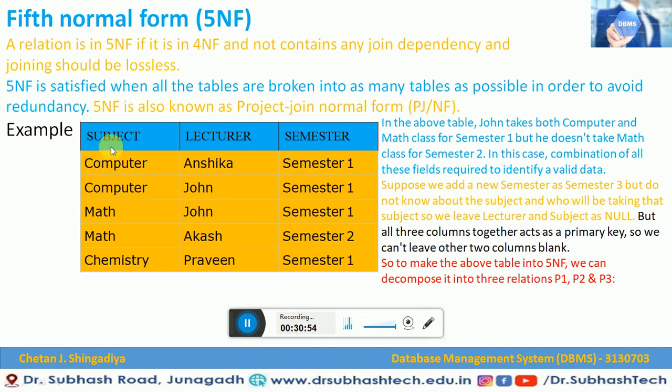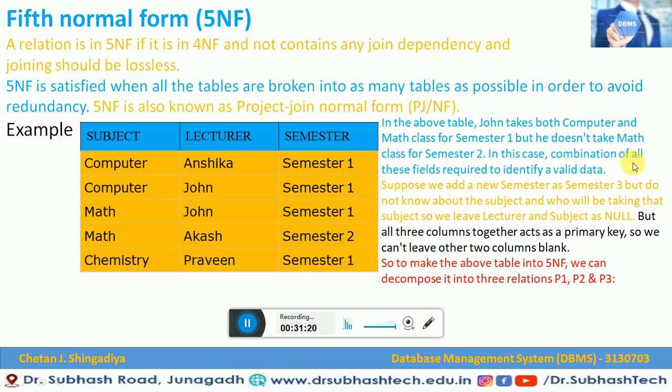Now look at this table. In this table we have taken three columns: subject, lecturer and semester. This kind of records exist in the table. Now looking at this table, John takes both computer and math class. John takes both the subjects computer and math for semester 1, but he does not take math class for semester 2.